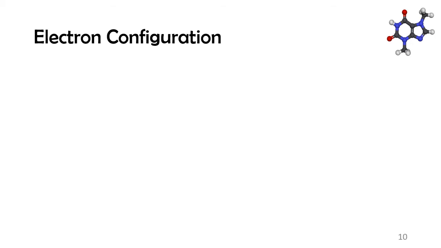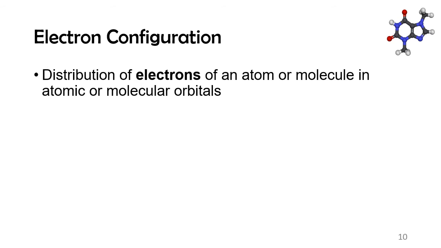There is a set pattern in the way electrons occupy each orbital, subshell, and energy level. This pattern is referred to as the electron configuration of an atom. All of the elements in the periodic table have a set pattern of electron configuration. Electron configuration is defined as the distribution of electrons of an atom or molecule in atomic or molecular orbitals.